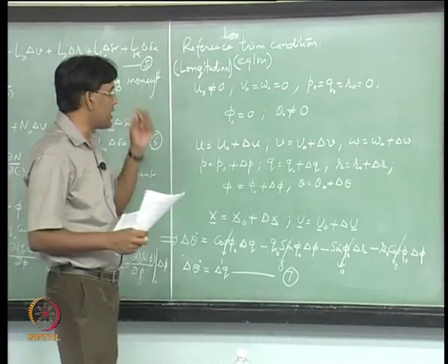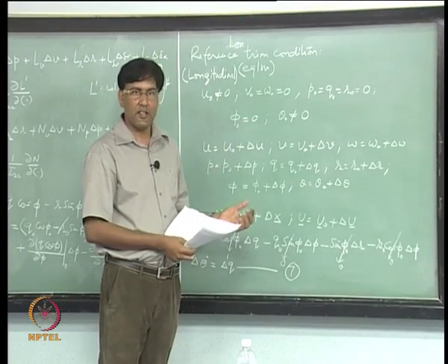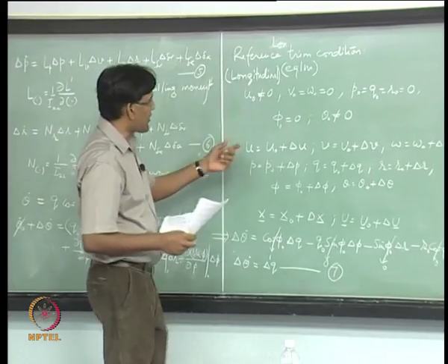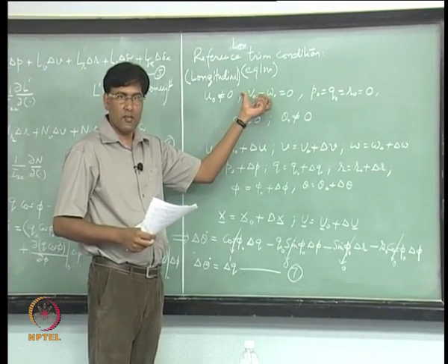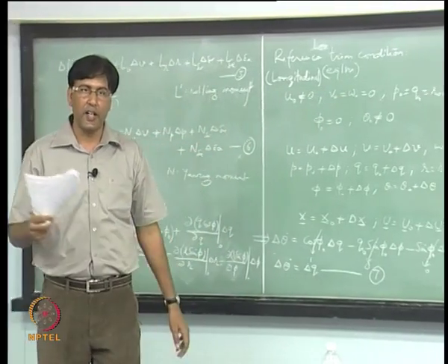So if you have any other flying condition, you have to repeat this exercise, because here what we have assumed is that alpha naught is 0, but alpha naught may not be 0 in longitudinal flight.